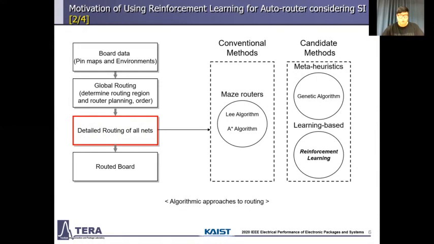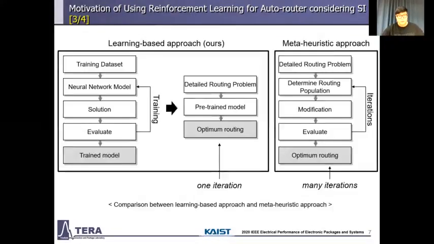The interesting candidate approach is meta-heuristic based algorithm, such as genetic algorithm or ant colony algorithm. These kinds of searching methods are widely used for solving combinatorial optimization problems. However, for detailed routing, learning-based method is more suitable compared to meta-heuristics. Let's see why. That's because learning-based methods require only one iteration to obtain a solution, while meta-heuristics need multiple iterations to obtain a solution. The main scheme of meta-heuristics and learning-based approach is very similar. The main difference is that the learning-based approach makes a trained model, but the meta-heuristic approach makes one solution, not a model.